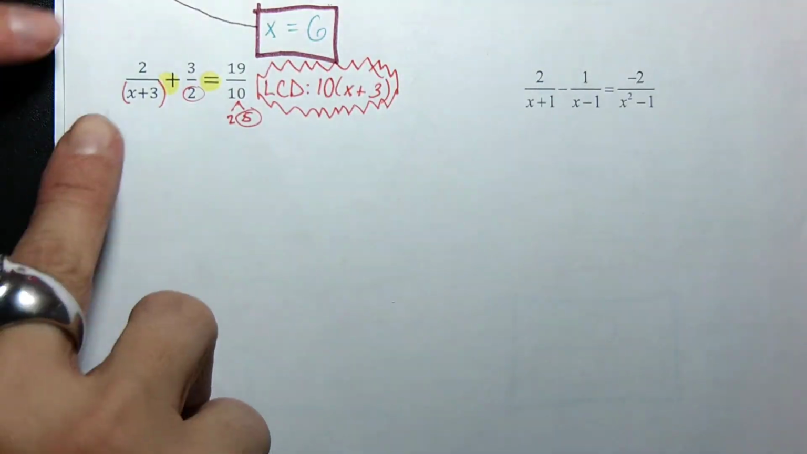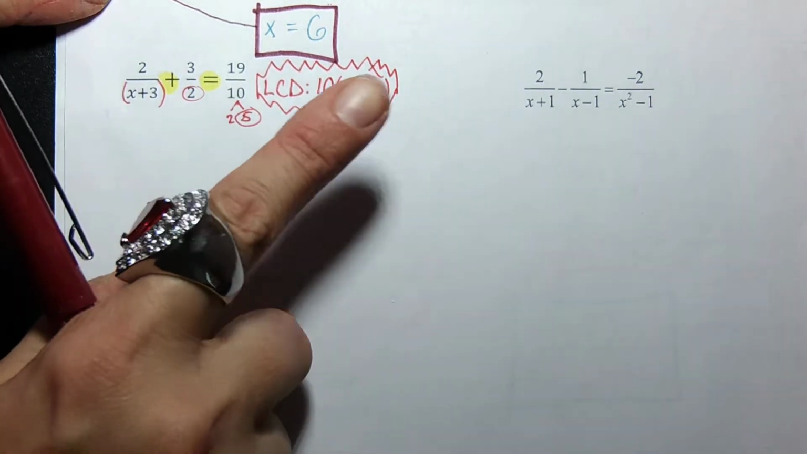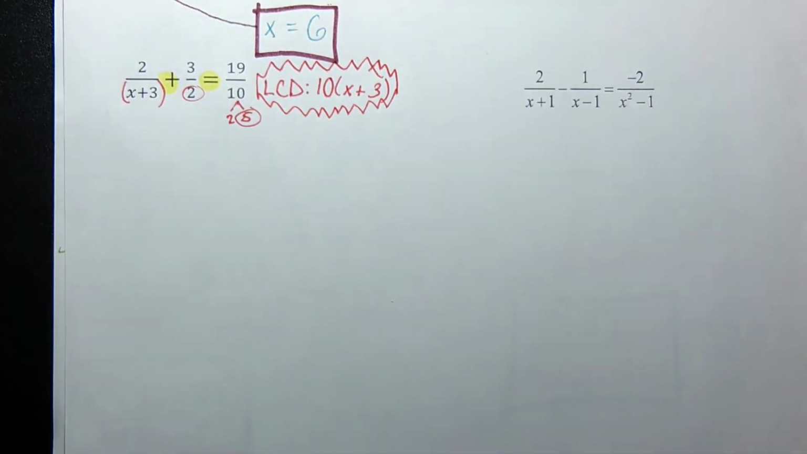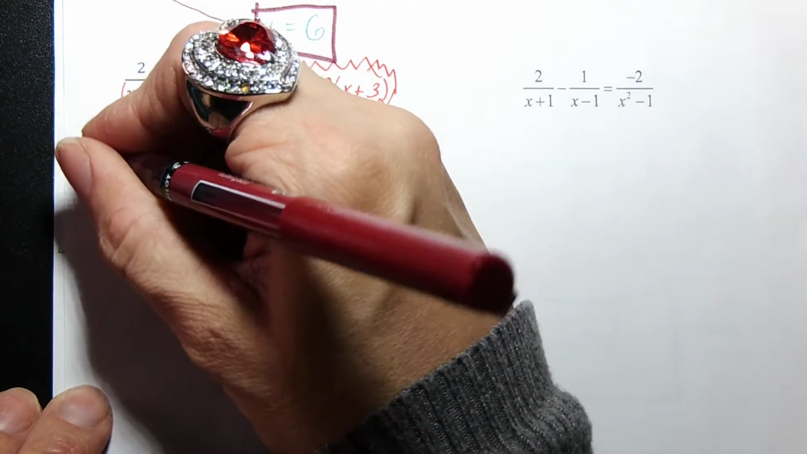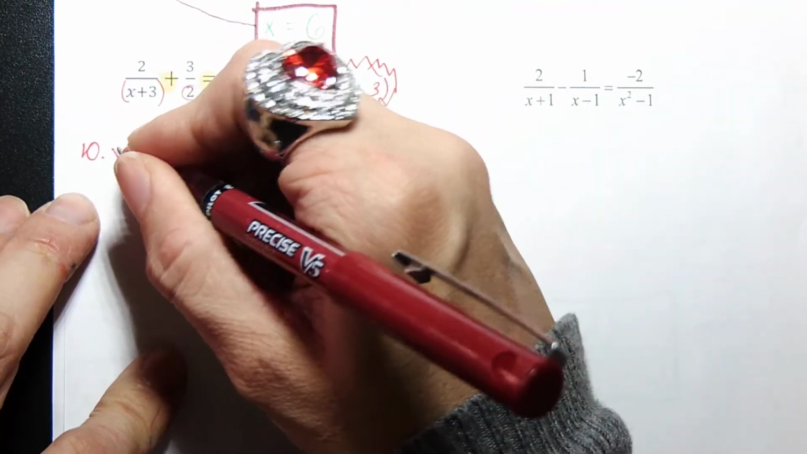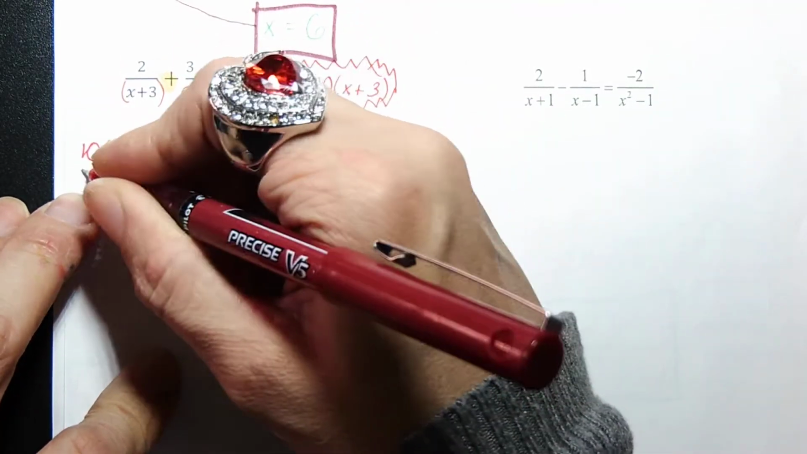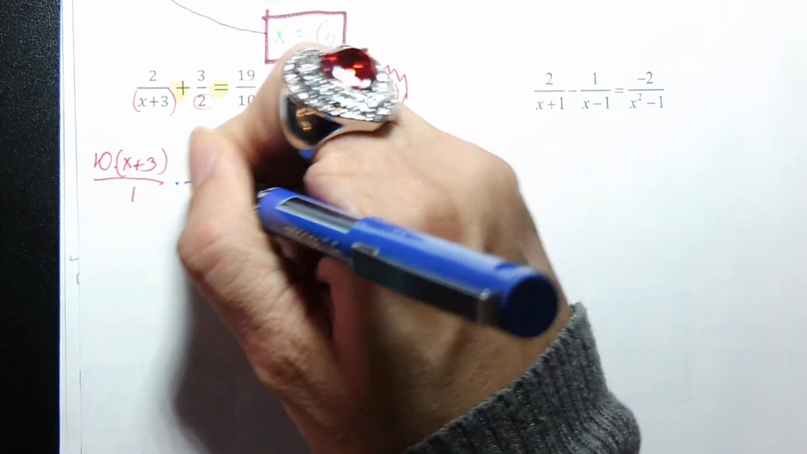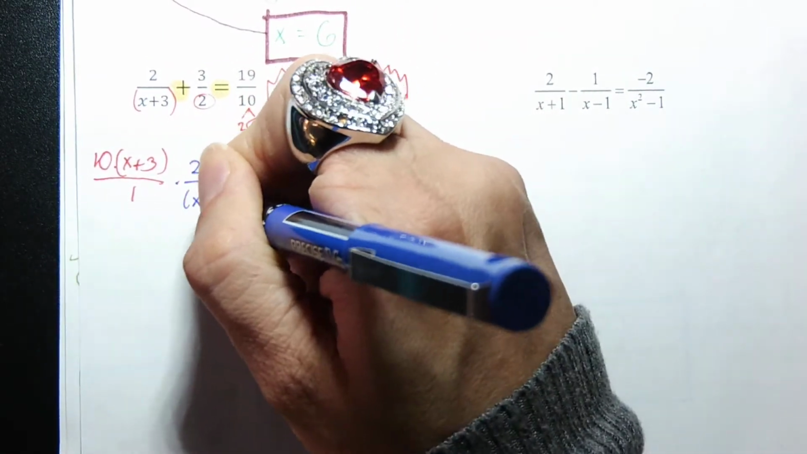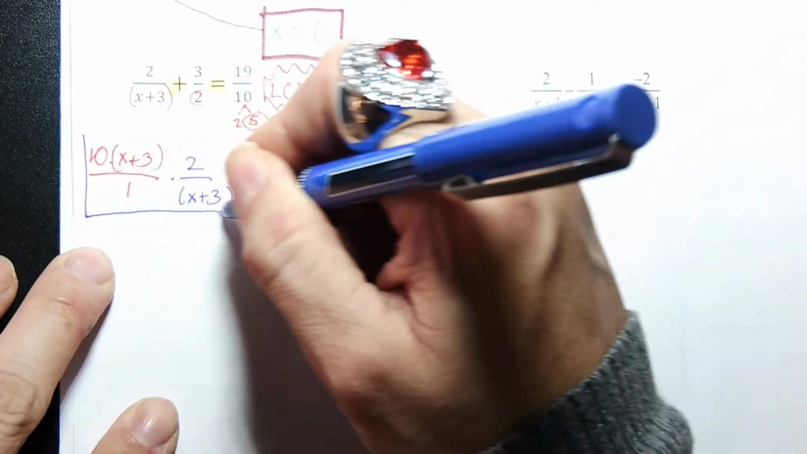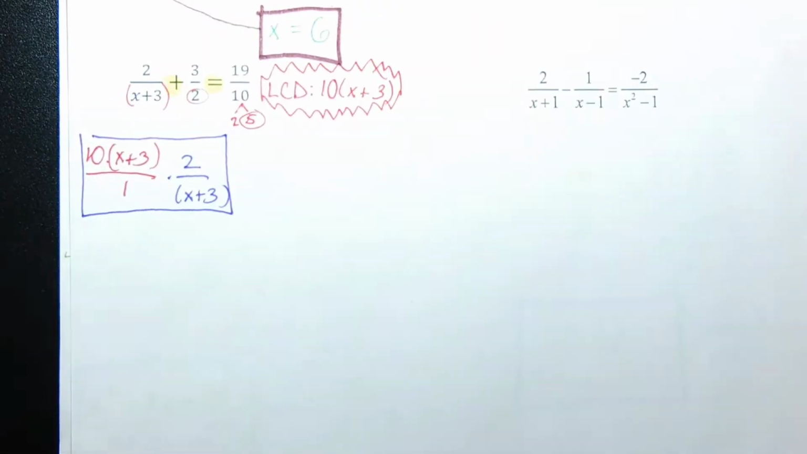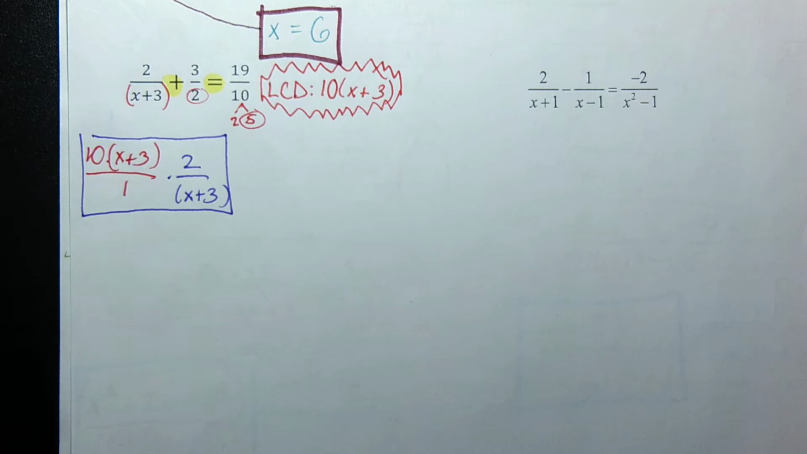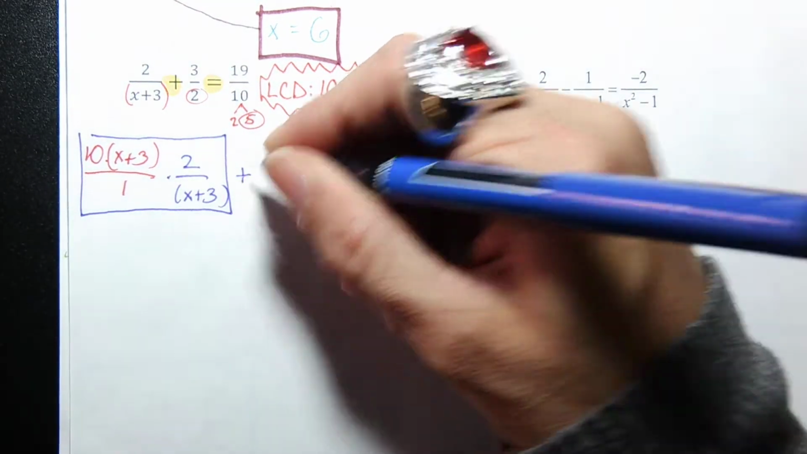And I'm going to multiply each of my fractions by this to destroy all of them. So I'm going to lay down the dynamite first. 10, x plus 3. You can put it over 1 if you like. Times the first fraction, 2 over x plus 3.